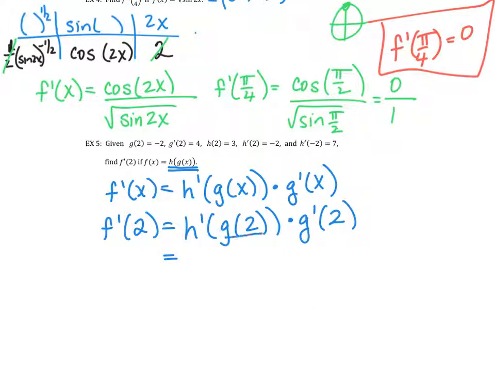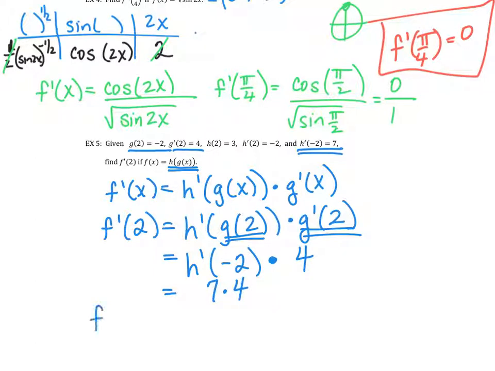What is g of 2? I look up here, I look carefully. G of 2 is negative 2. So I have to find h prime of negative 2 times, do I know g prime of 2? I believe so. G prime of 2 is 4, so I can just replace that with a 4. Now what is h prime of negative 2? H prime of negative 2 is 7. So I have 7 times 4, so f prime of 2 is equal to 28.